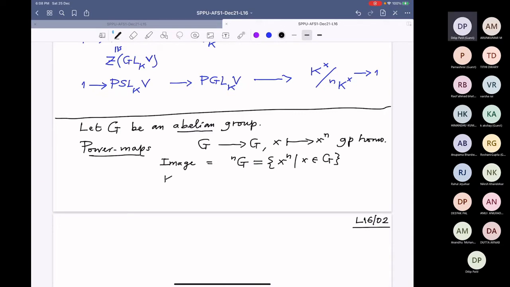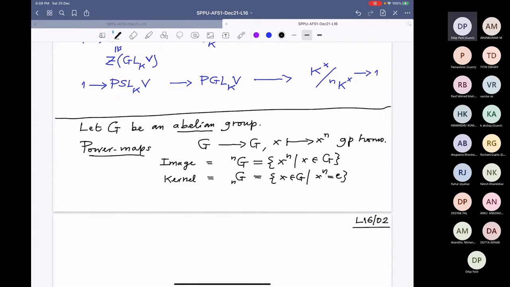And what is the kernel? Again I need to write n in the notation, and I have no option but to write it here, because all other places are occupied. So this is all those x in G such that x to the power n is identically e. So these are the subgroups.